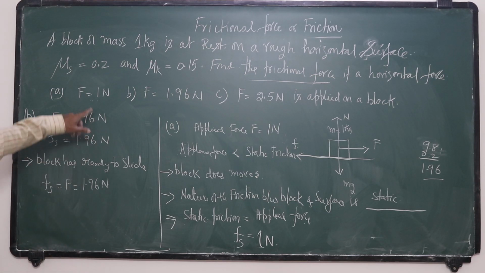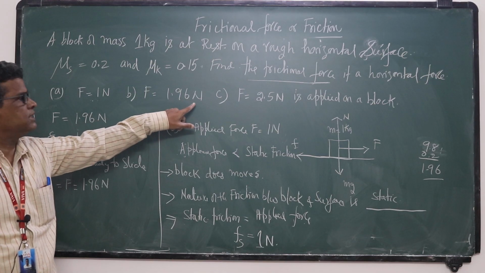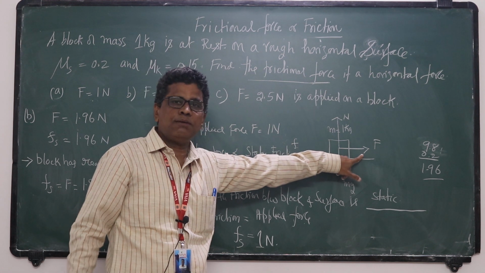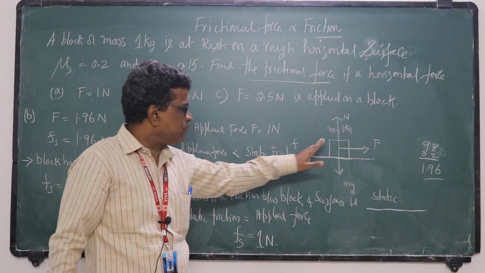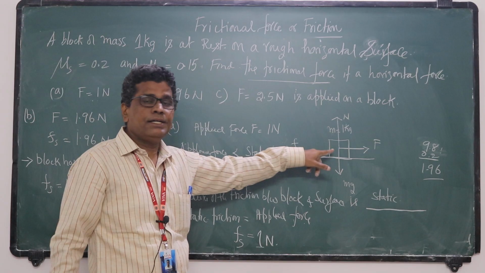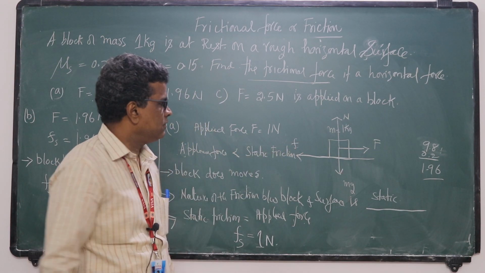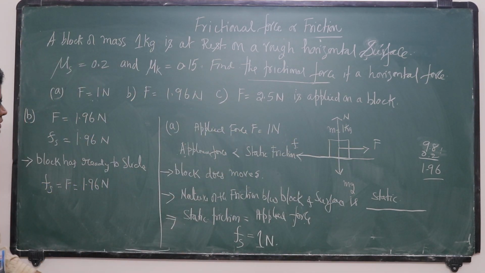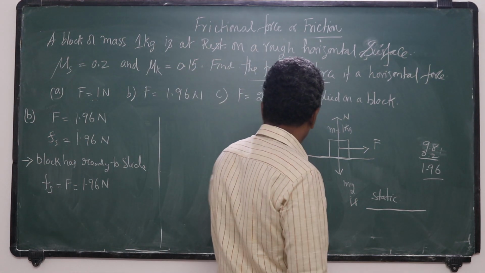So here the applied force gradually increases. Initially 1 Newton, then it changes to 1.6 Newtons. If 1 Newton is applied, the block does not move. If 1.6 Newtons is applied, as the applied force increases the frictional force also increases, and when it is 1.96 the block is ready to slide. When the applied force is 2.5 Newtons, what happens? Now the block accelerates. Okay?